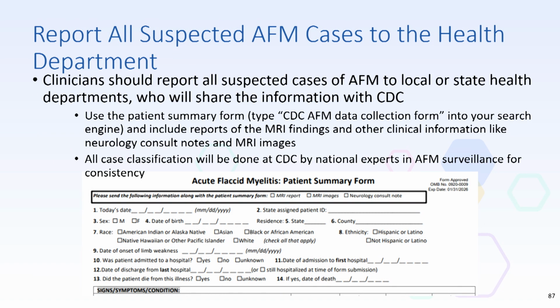Clinicians should report all patients suspected of having AFM to local or state health departments. Health departments should then share information for these patients with CDC using a patient summary form, which is available on CDC's website and can be found by typing CDC AFM data collection form in your search engine. Reports of MRI findings and other clinical information like neurology consult notes and MRI images should accompany the form when sending case surveillance data to CDC.